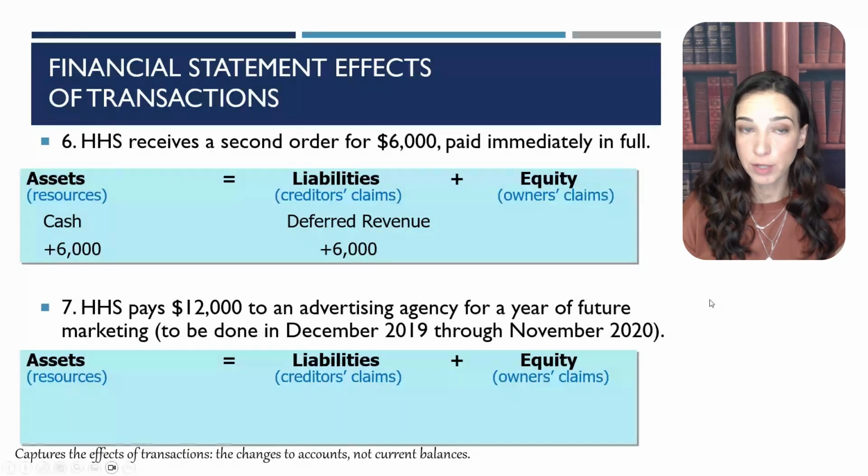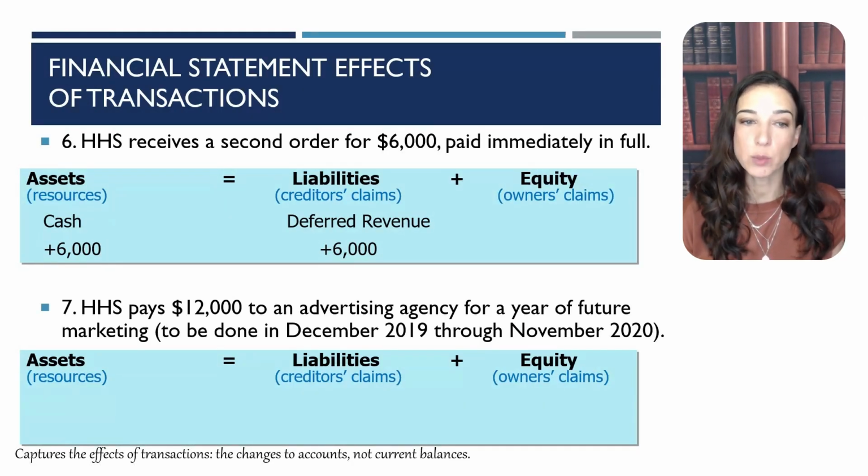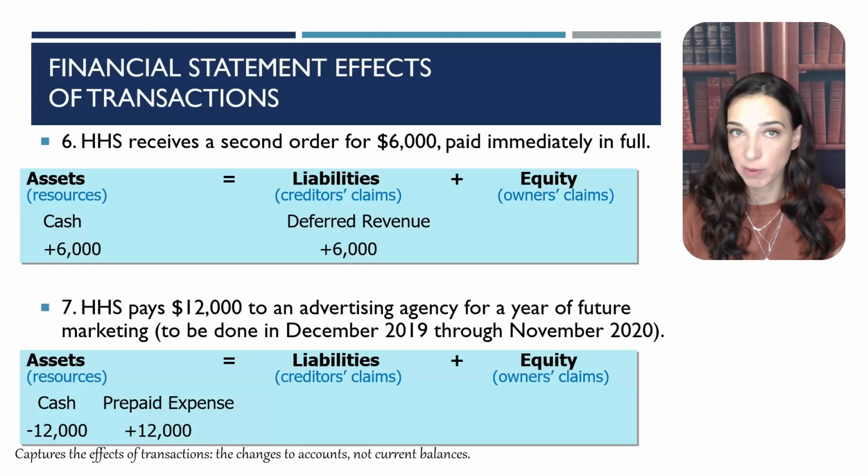Let's go back to Hartford Hot Sauce. Here we have transaction number 7. Hartford Hot Sauce pays $12,000 to an advertising agency for a year of future marketing. That's going to be done in December 2019 through November 2020. How does the company record it? Well, first of all, they parted with cash, minus $12,000.